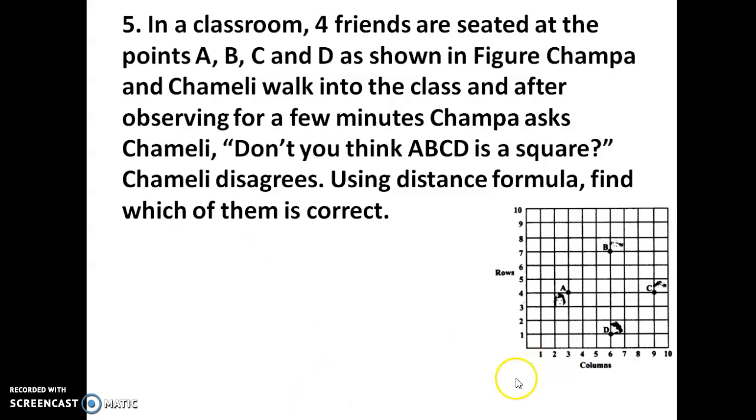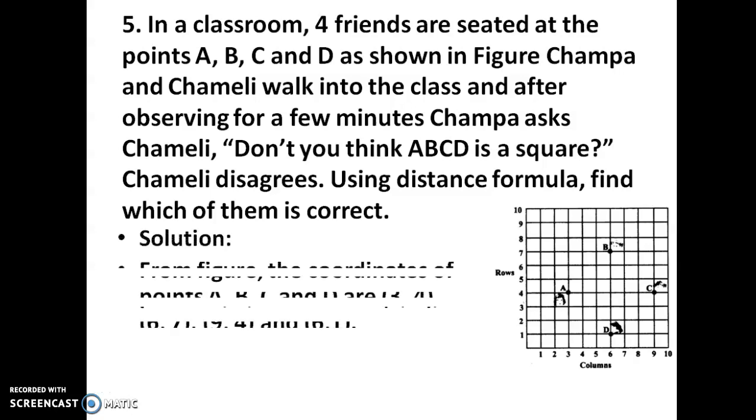Okay, so you can see in the diagram. So 4 students are sitting in the form of A, B, C, D. So we have to calculate the distance between these points and we have to say whether it is a square or not. What are the properties of square? For a square, all 4 sides are equal and diagonals also are of equal length. That's a property of square. So with these distances we can prove whether it is a square or not.